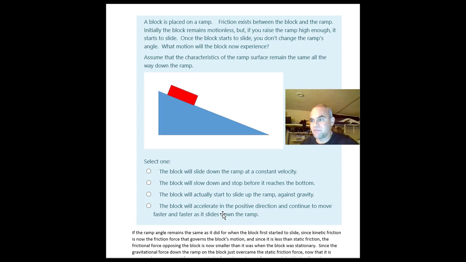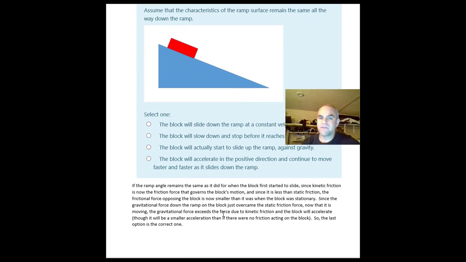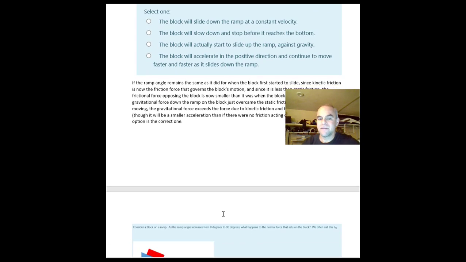It's not going to move at a constant velocity. It's actually going to accelerate because the force due to kinetic friction is going to be less than the force due to gravity. It won't accelerate as greatly as it would if there were no friction, but it still will accelerate. And we actually have an equation for that acceleration for a block sliding down a ramp in the presence of kinetic friction. If you look through your notes, you'll find that.